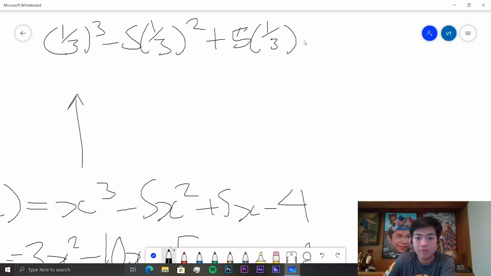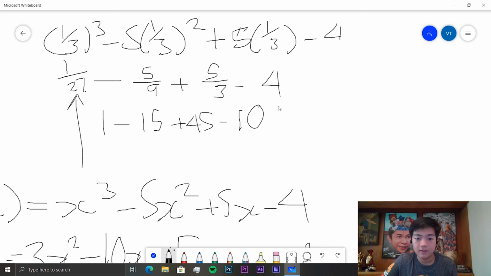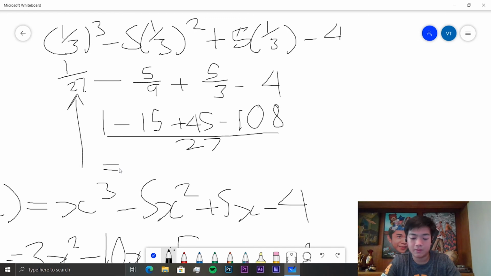times 1/3 minus 4. So this is equal to 1 over 27 minus 5 over 9 plus 5 over 3 minus 4. So if we convert this all over 27, this would be equal to 1 minus 15 plus 45 minus 4 times 27 is 108, all over 27. And so we should get that this is equal to 1 minus 15 plus 45 minus 108. It's equal to negative 77 over 27.